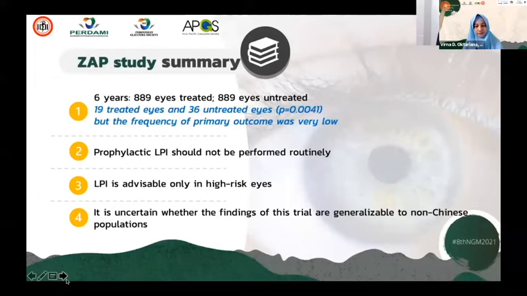However, when they explored thoroughly, they said that the frequency of the primary outcome was very low. So the recommendation of the sub-study is that prophylactic LPI should not be performed routinely, only in high-risk eyes. However, it is still under debate because this is from a Chinese population. So can it be generalizable to the non-Chinese population?